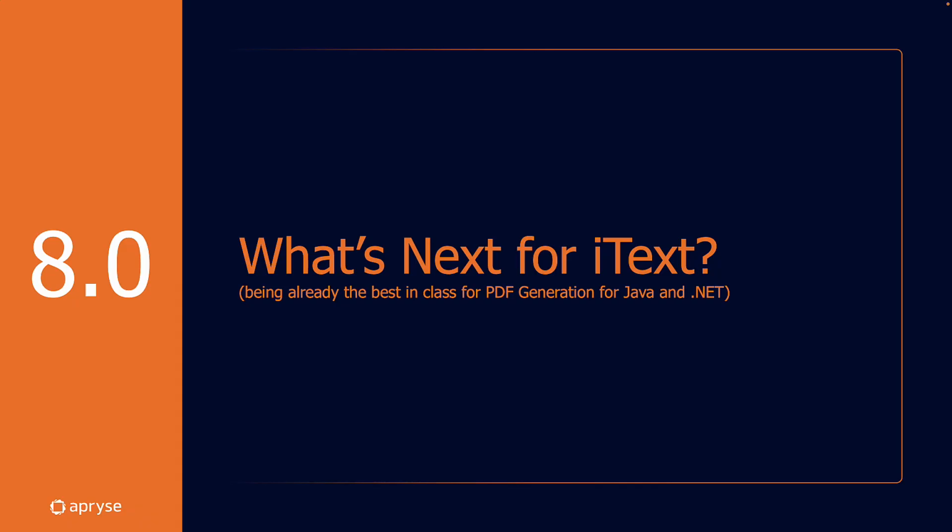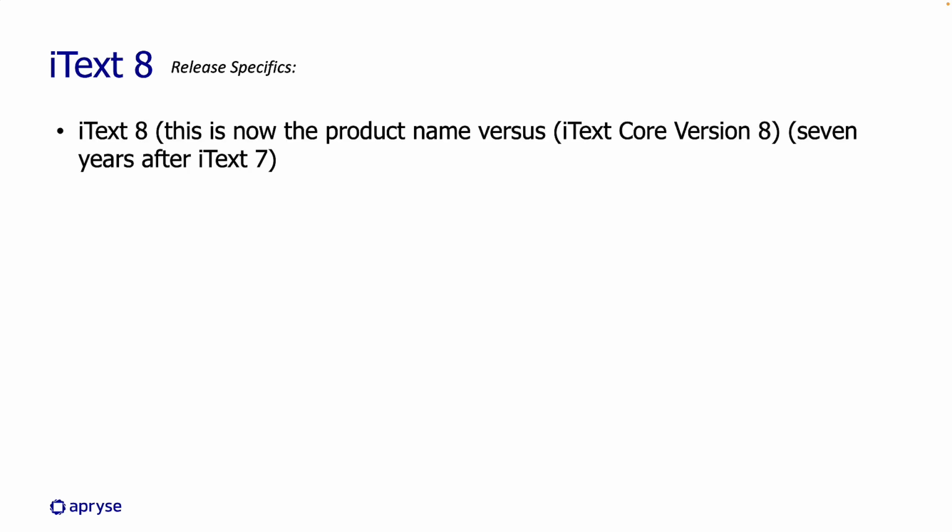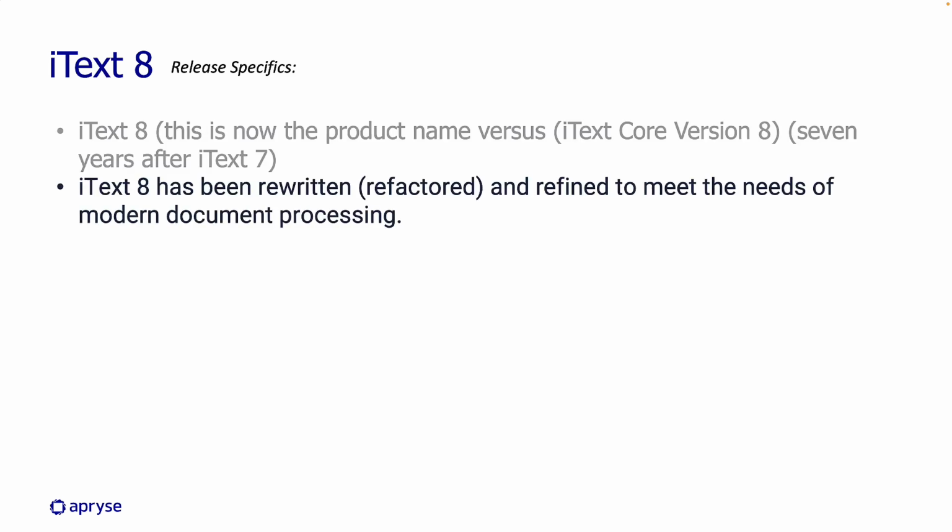So, already being the best in class for PDF generation, what's next for iText? Well, iText 8. Let's talk about the release specifics. First of all, kind of a name change. So instead of referring to this release and subsequent ones as iText Core version X, we're just going to refer to this as iText 8. So this is now the product name.